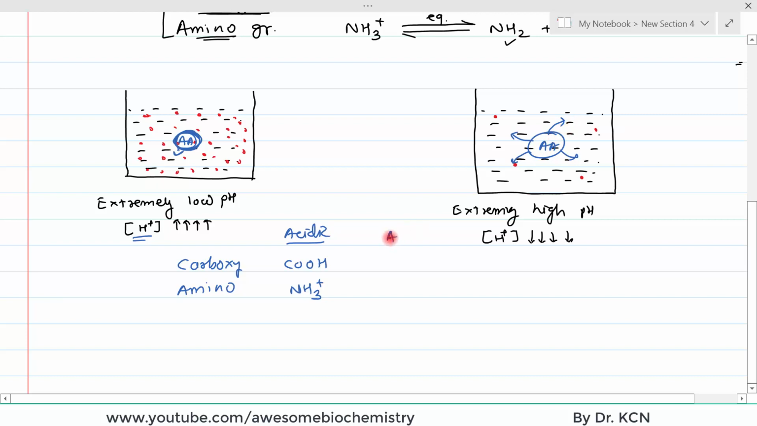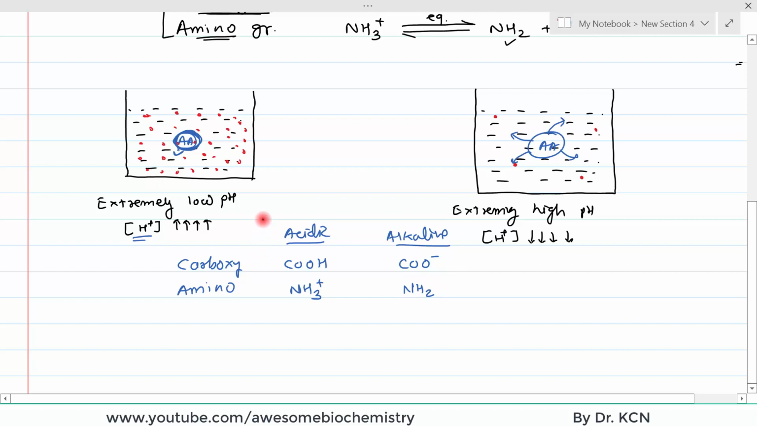So in alkaline condition, this carboxy group will be in the form of COO minus. This is the deprotonated form of the carboxy group. The amino group will be seen as an NH2 group. Why? Because this is the deprotonated form of amino. One hydrogen is less.